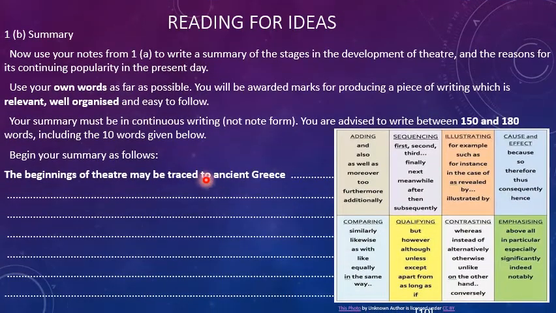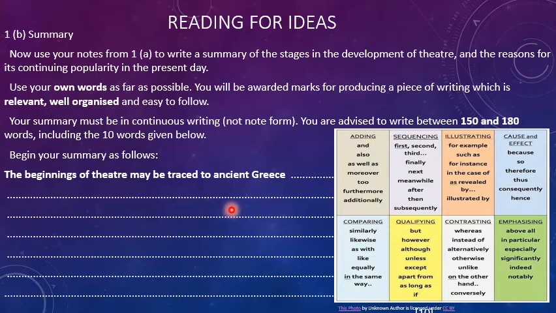The second part of question 1 is summary writing. Whatever notes you have made in part 1, you are going to write a summary from them. But here the summary is going to be in your own words as far as possible. You are not going to copy things here. In the first question you were allowed to copy things, but here you are not. It has to be relevant, well organized, and coherent as well. When you write the summary, the 10 beginning words are given. You are going to follow these 10 words to write the summary.